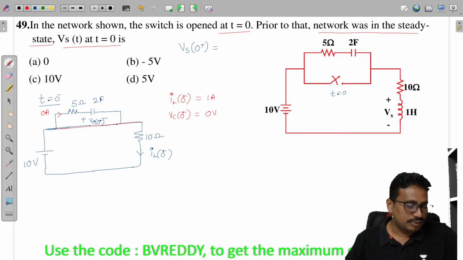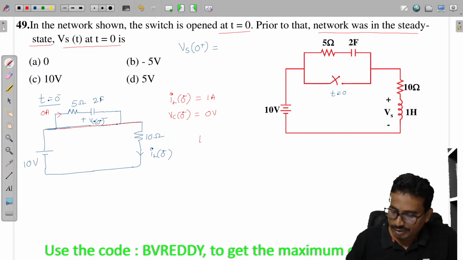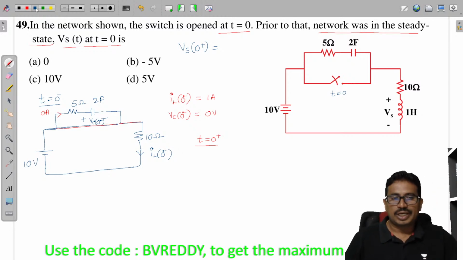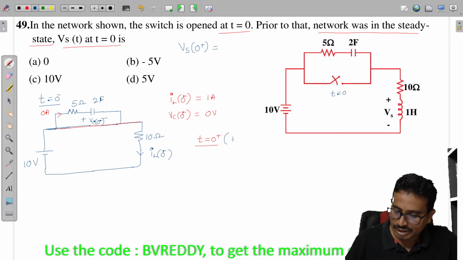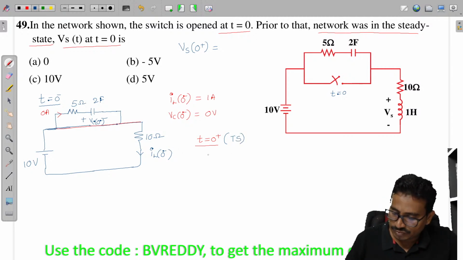Now these are the initial values. Now let us talk about the t is equal to 0 plus values. At t equal to 0 plus, what happens, you tell me? Which is called a transient state. In transient state, how will the inductor behave, you tell me? Inductor will behave as an open circuit, capacitor will behave as a short circuit.